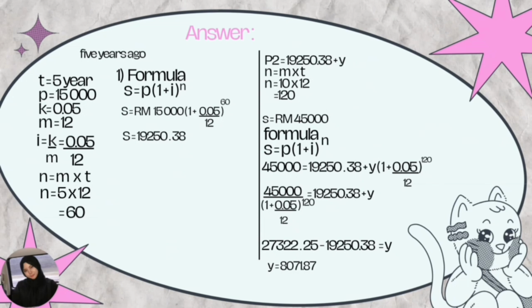First step, for T, 5 years ago, and for P, the deposit, we get RM15,000. The interest rate R equals 0.05 and compounding M equals 12 for the time period.